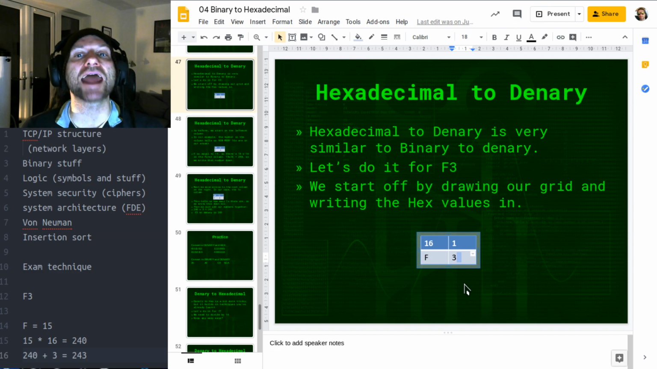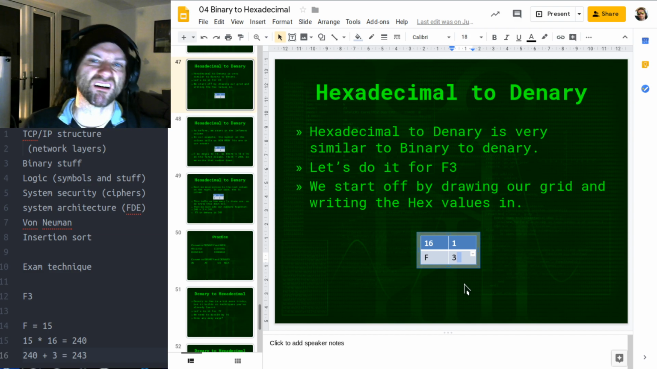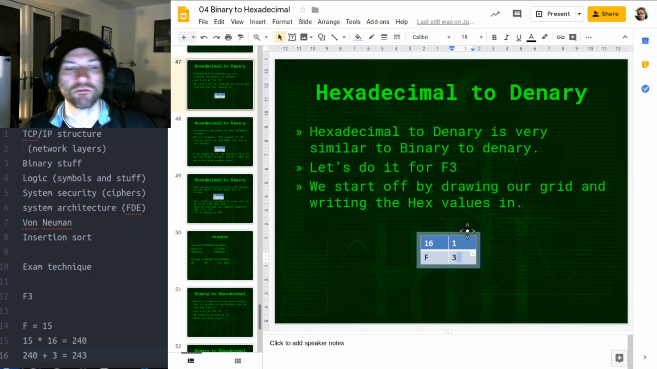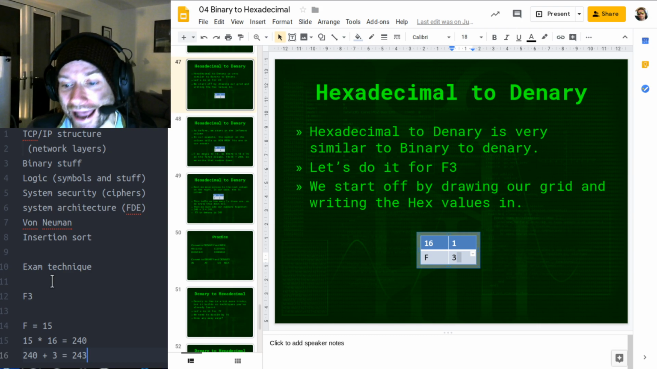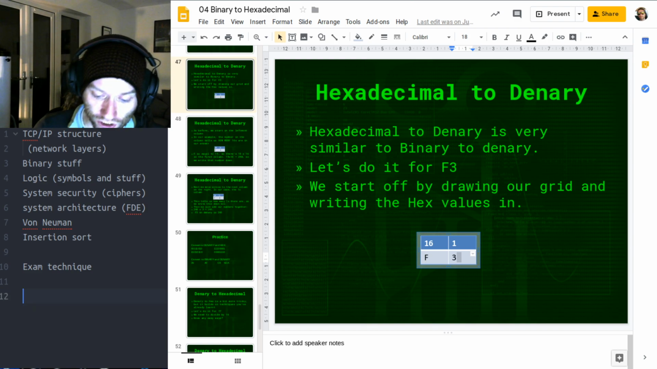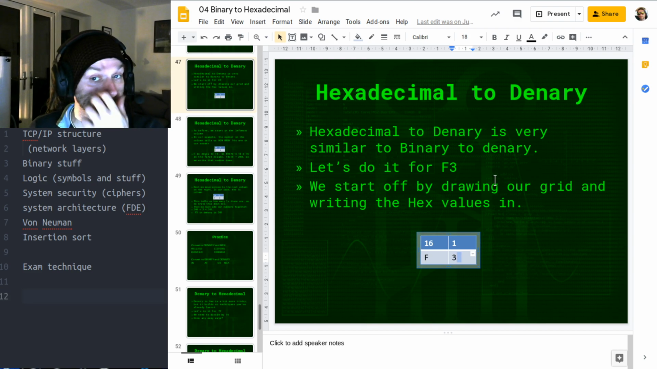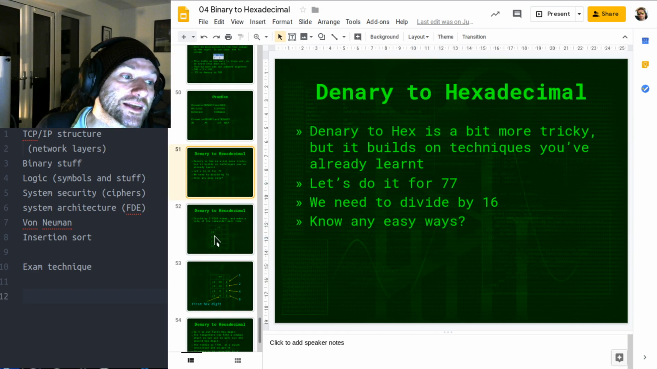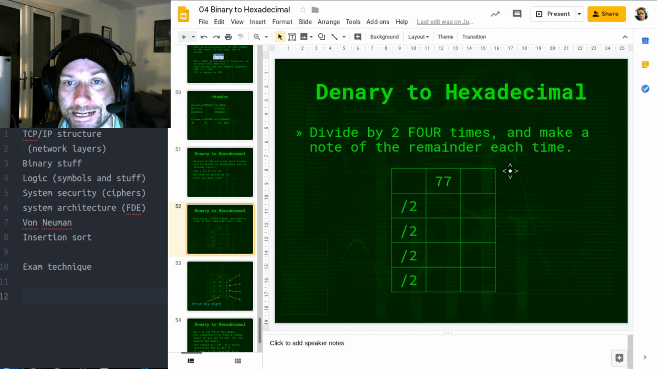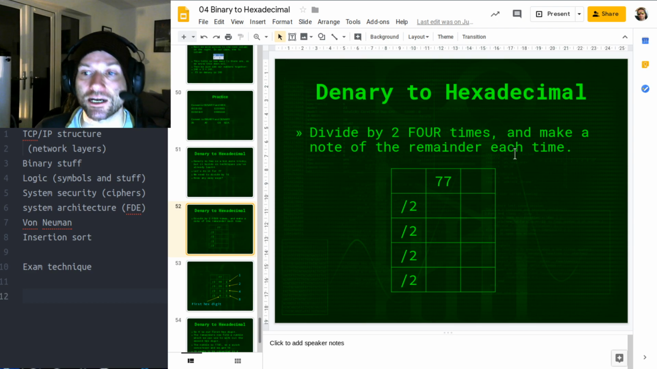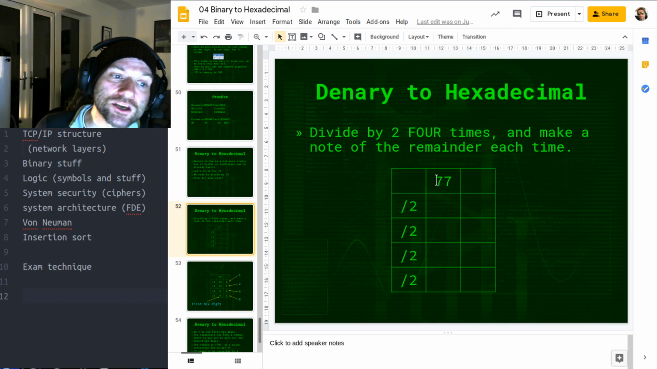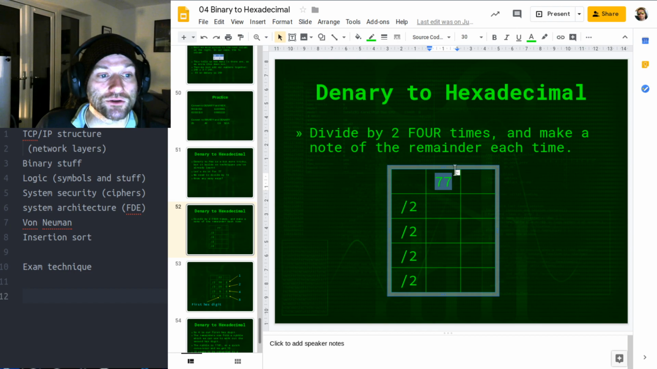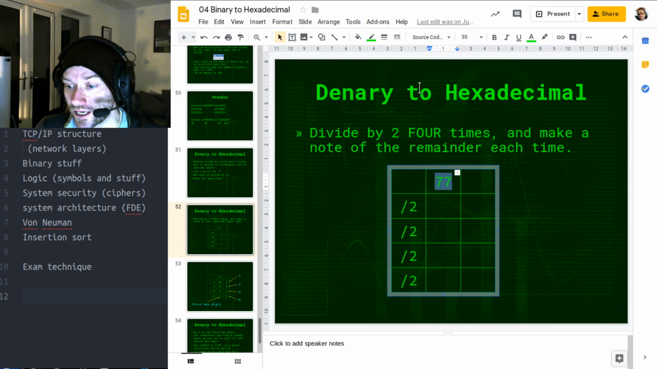Now denary to hex, that's the one where everyone's like, oh god, 16 times tables, I don't know my 16 times table. So, some techniques that you can use: you can either write out the whole of the 16 times table at the side of your exam paper, or there's a better way of doing it. Here is the easy way of converting denary to hexadecimal. Because the way that you're supposed to do it is you take the number. So in this example here, we are converting 77.